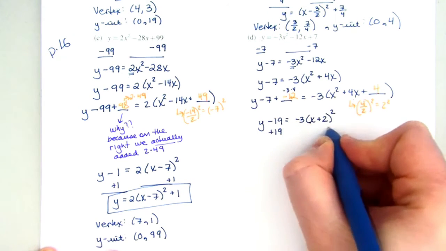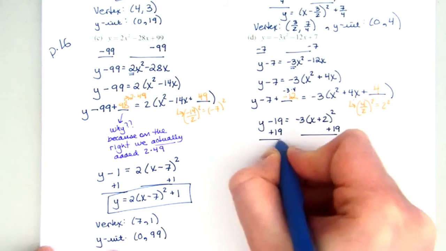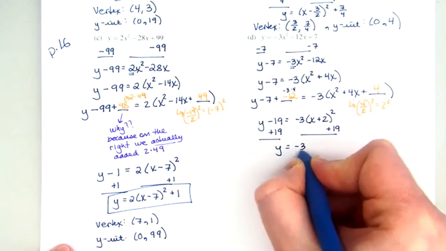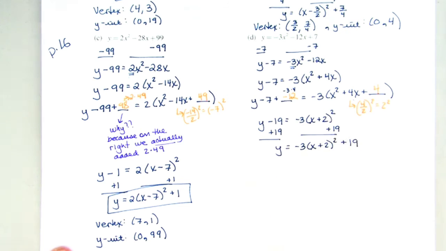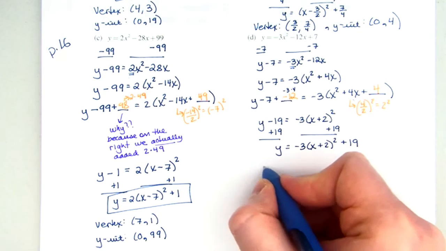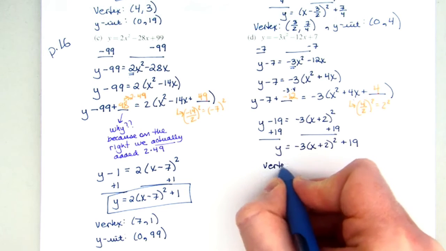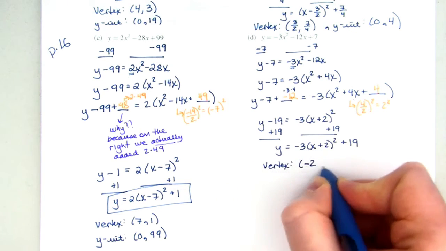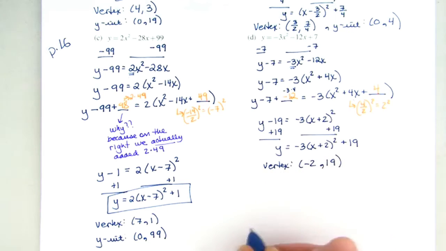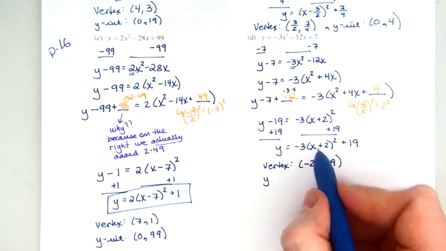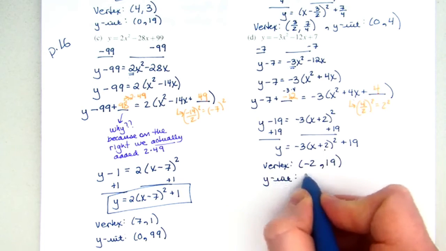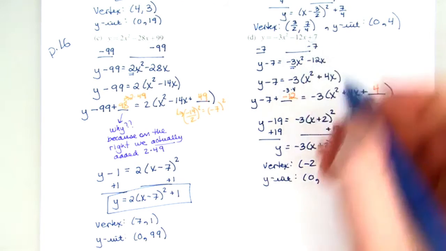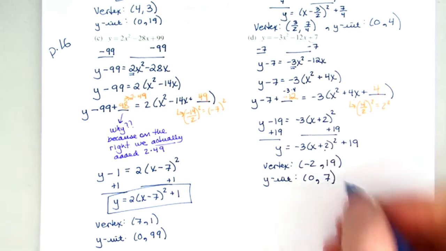Add 19. Add 19. Make sure you're showing all of this. You know if I'm talking to you right now. Y equals negative 3 times x plus 2 squared plus 19. My vertex is negative 2 comma 19, because this parabola was moved left 2 and up 19. Y-intercept, 0 comma, my c value, 0 comma 7.